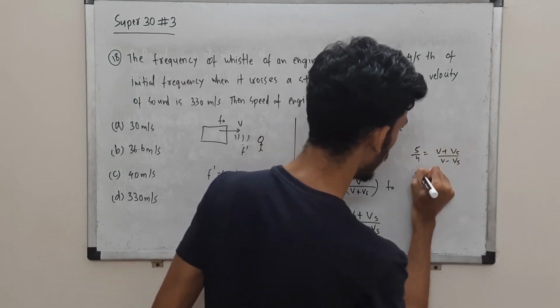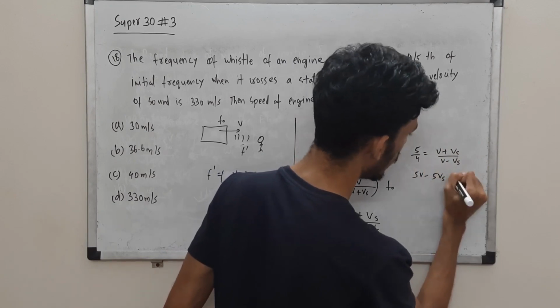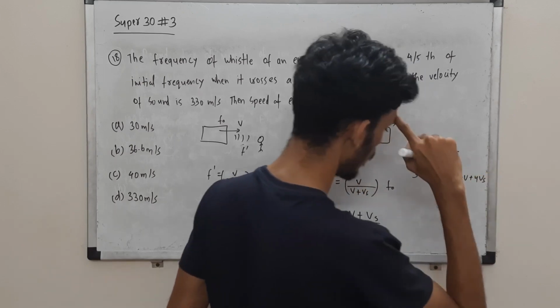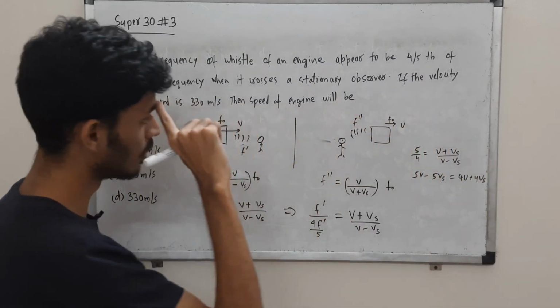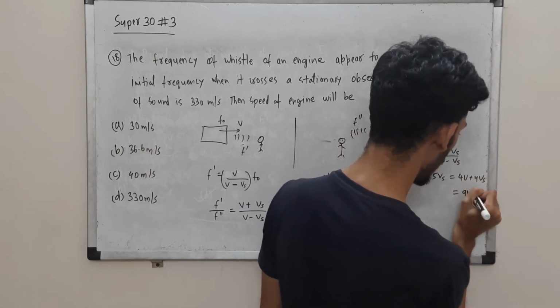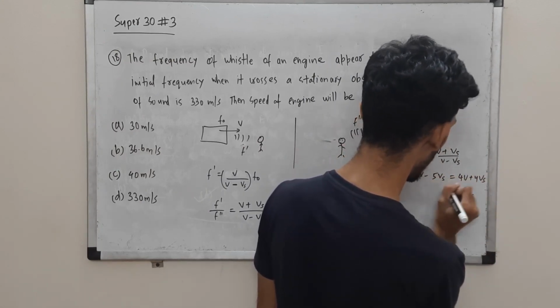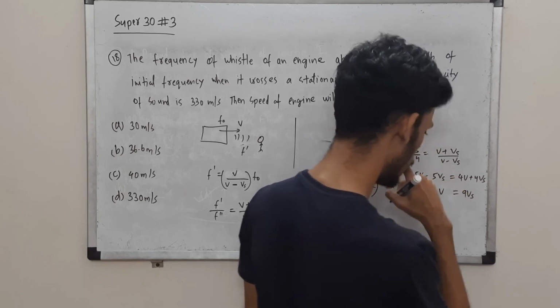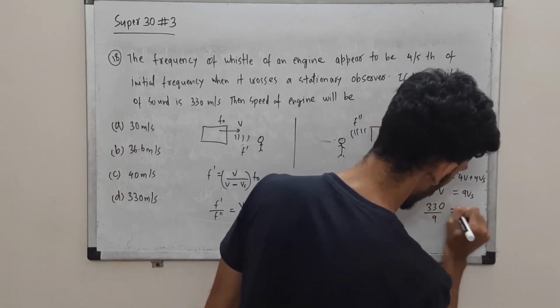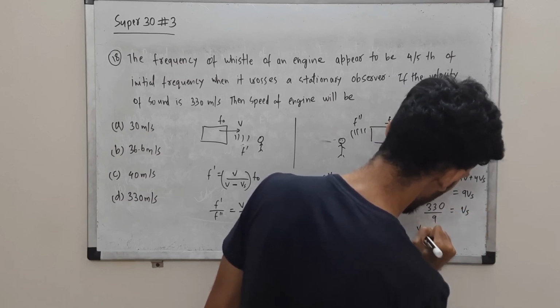So 5v minus 5vs, I'll substitute the values later, equals 4v plus 4vs. We are supposed to find the velocity of the source, the engine, right? So this we can take to the other side. This is 9vs and this will be simply v, right? 5v minus 4v, v is 330, and this is 9, and this will give us vs.